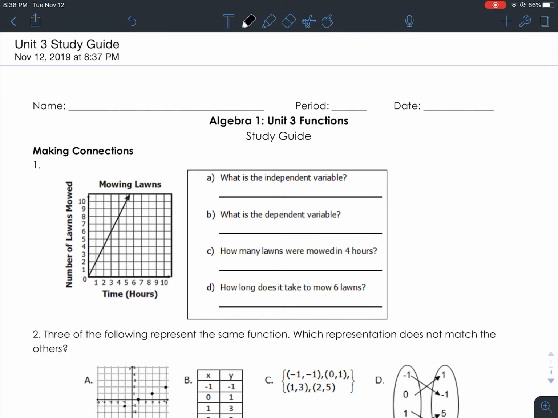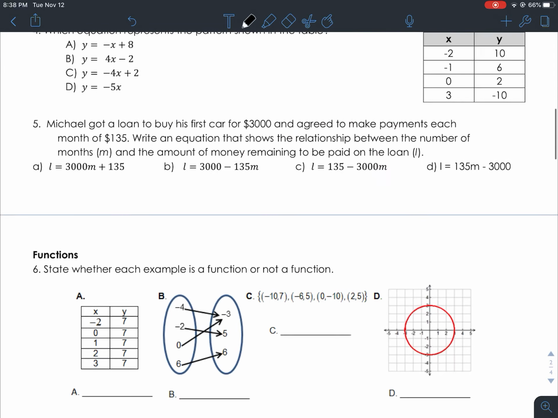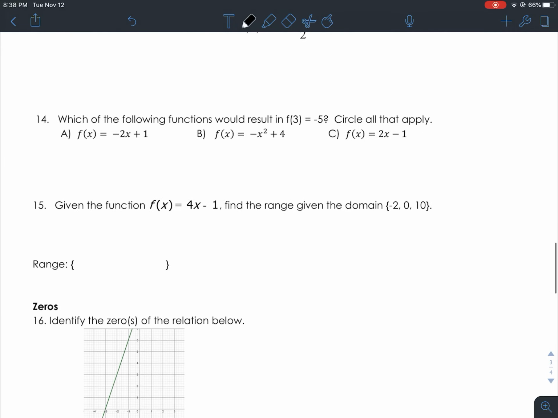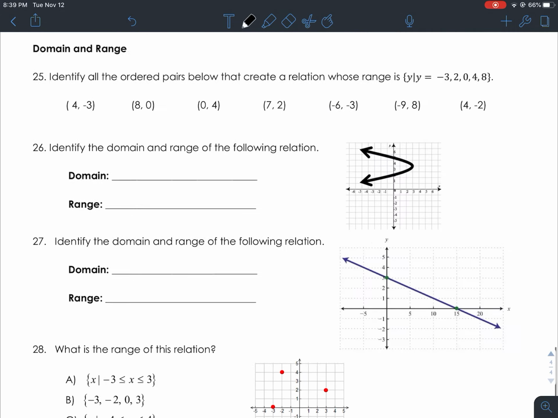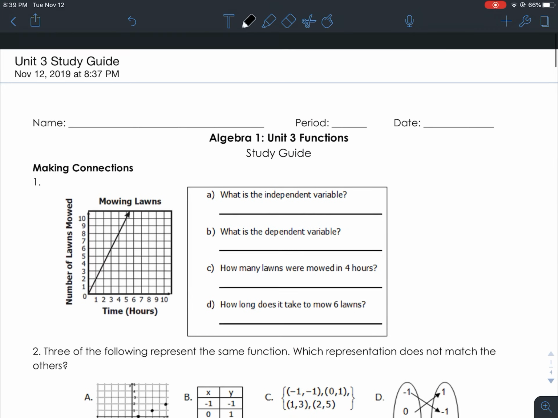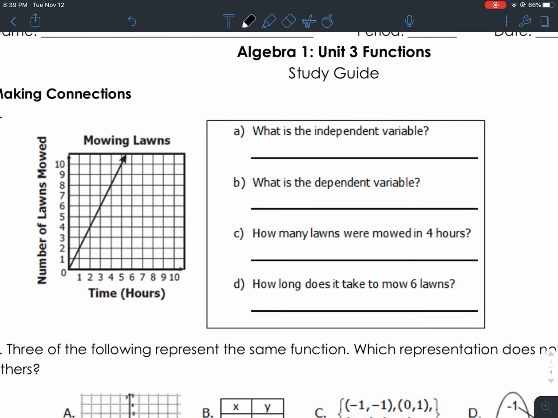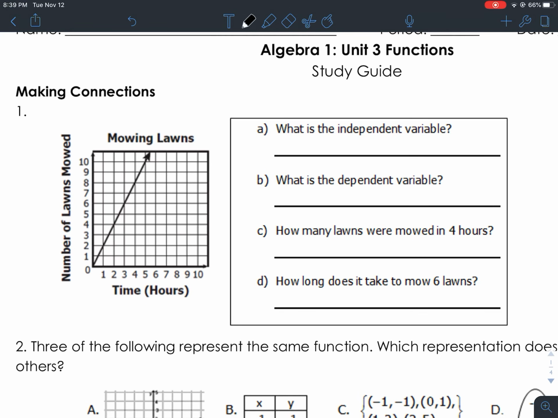Hello, this is going to be a video to go over your study guide, and I'm actually going to do the first 2 pages on one video, so it looks like 1 through 11, and then I'll do 12 through 28 on the second video. Sorry, I'm not trying to make you sick. I'm just going to go through these one at a time, and then of course the hard copy is posted on Classroom as well.